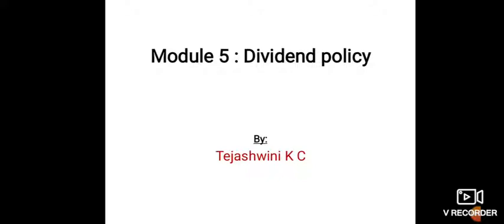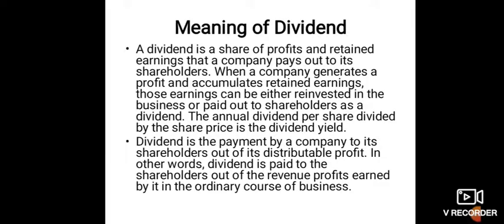Okay, so in module 5, the first concept in your syllabus is dividend policy. What exactly do we mean by dividend? A dividend is a share of profits and retained earnings that a company pays out to its shareholders. When a company generates a profit and accumulates retained earnings, those earnings can be either reinvested in the business or paid out to shareholders as a dividend. The annual dividend per share divided by the share price is the dividend yield.